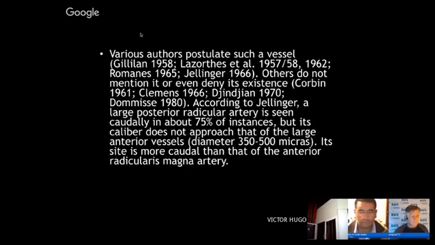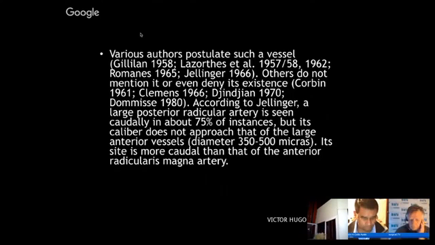Various authors postulate such a vessel: Gillian in 1958, Lazorthes in 1957, Romans in 1965, Jellinger in 1966. Others do not mention it or even deny its existence: Corbin, 1961, Clemens, 1966, and Domisse in 1980. These authors deny the existence of this great posterior radiculomedullary artery.